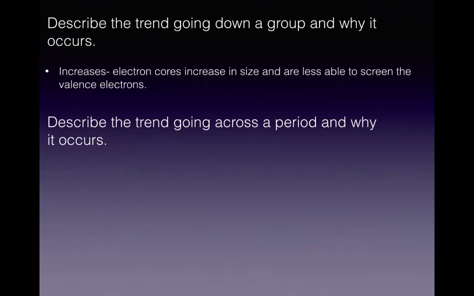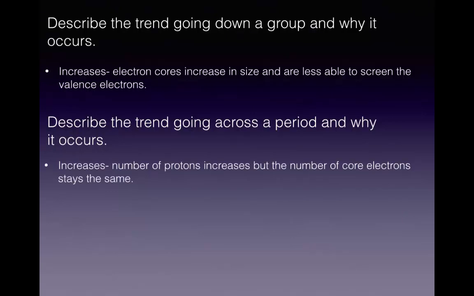When we're talking about what happens when you move across the periodic table, again, the effective nuclear charge increases, and the reason why it increases is because the number of protons increases, but the number of core electrons stays the same. So if you think back to the formula, Z effective equals Z minus S, Z is increasing, but S, which is the core electrons, is staying the same.